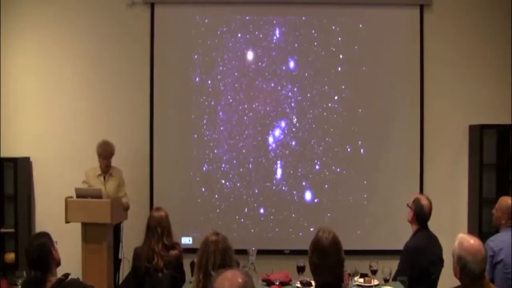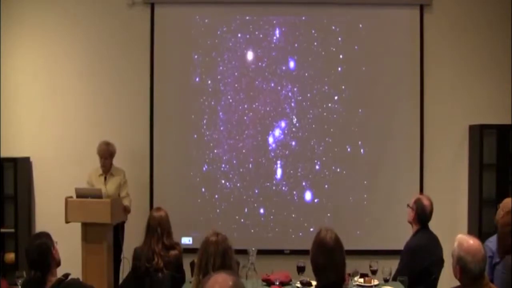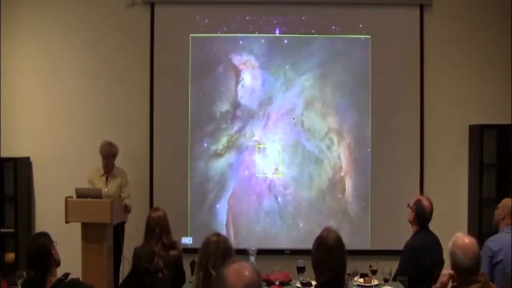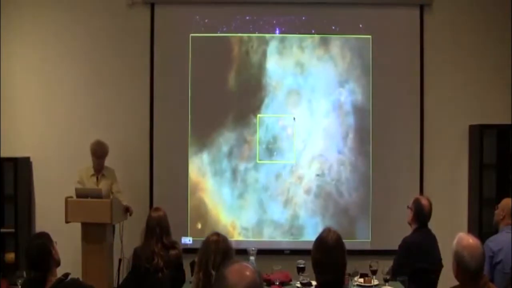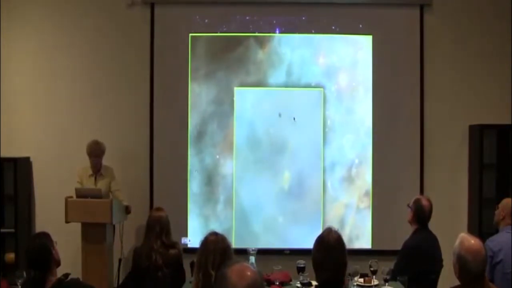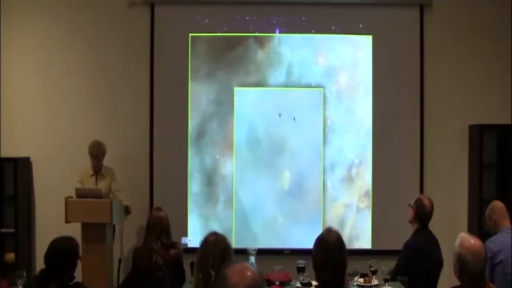Actually, the most useful region to study this process is closer to home. It's a region that we can see with our naked eye. It's the sword in the constellation Orion. This is the Orion Nebula. And we can blow it up thanks to the extraordinary resolving power of the Hubble telescope, zooming in a total of a factor of 100.